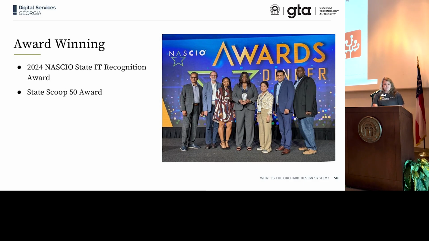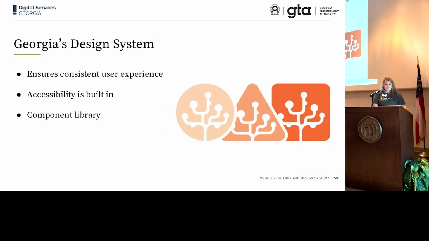So Orchard is Georgia's design system. A design system can be defined as a comprehensive framework that guides design and development, including style guides, principles, and documentation. Orchard ensures a consistent user experience across the 90+ websites and applications that are currently on the GovHub platform.